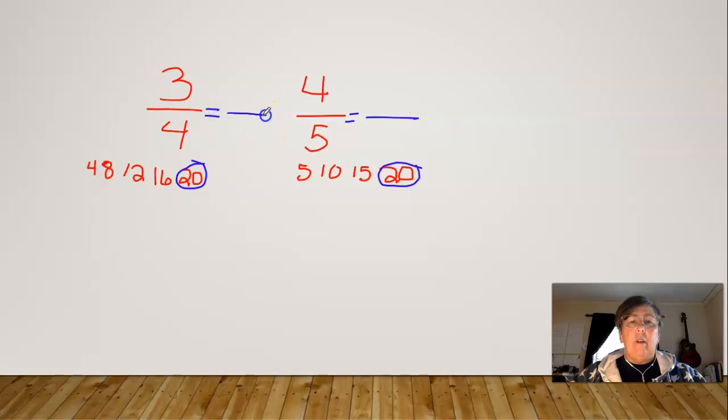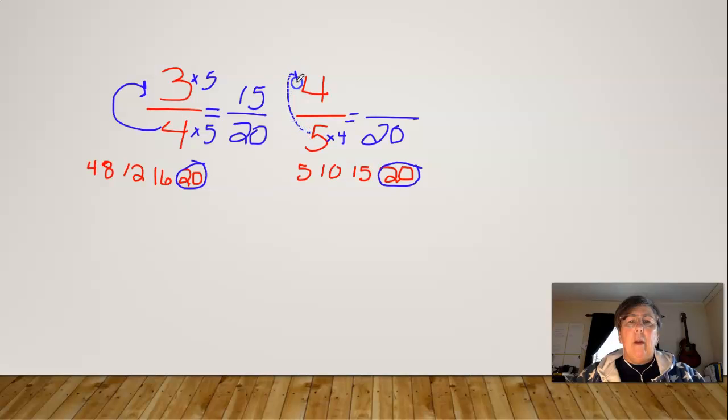So let's do this. I need this to be 20. Found my denominator, 20. All right, let's see. 4 times what gives me 20? 4 times 5 gives me 20. Whatever I do to the bottom, I do to the top. So 3 times 5, 15. Perfect. 5 times what gives me 20? 5 times 4. Whatever I do to the bottom, I do to the top. So 4 times 4, 16. Huh.